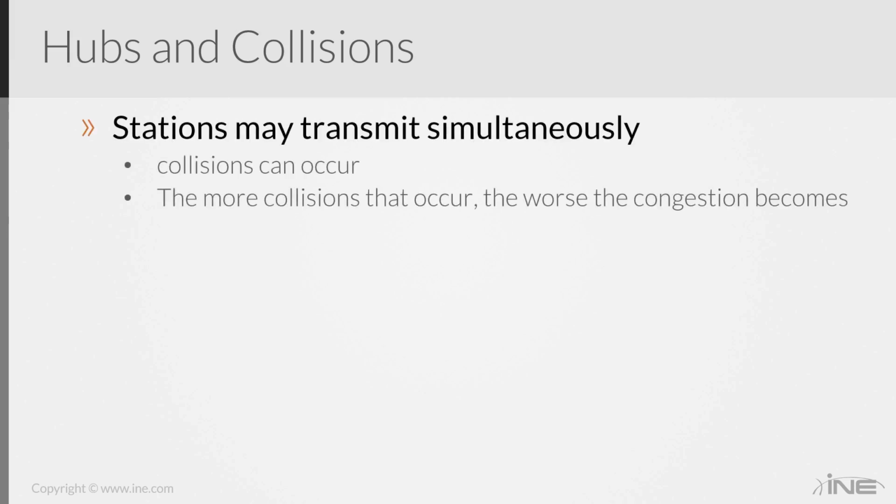Now, hubs and collisions. We've already discussed this a little bit in the previous video, when we talked about how hubs work and a little bit about what they do in transmitting. Stations can transmit simultaneously, and collisions can occur. The more that occur, the worse the condition becomes. If you are still dealing with hubs, you more than likely should not be, but in case you have to, then you'll have to deal with that accordingly.